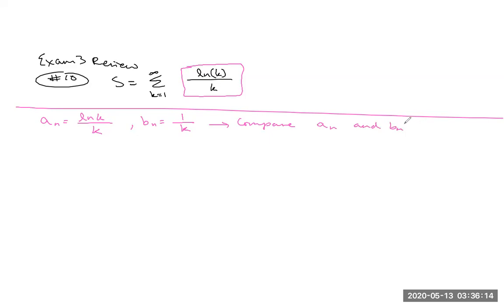And I'm doing it again. Be careful here. If you're working with K's, not n's, keep K's, not n's. This is A sub K, B sub K. Compare A sub K and B sub K. So we're comparing ln K over K and 1 over K. Now, both of these are actually positive. They're both greater than 0 for K 1 up to infinity.